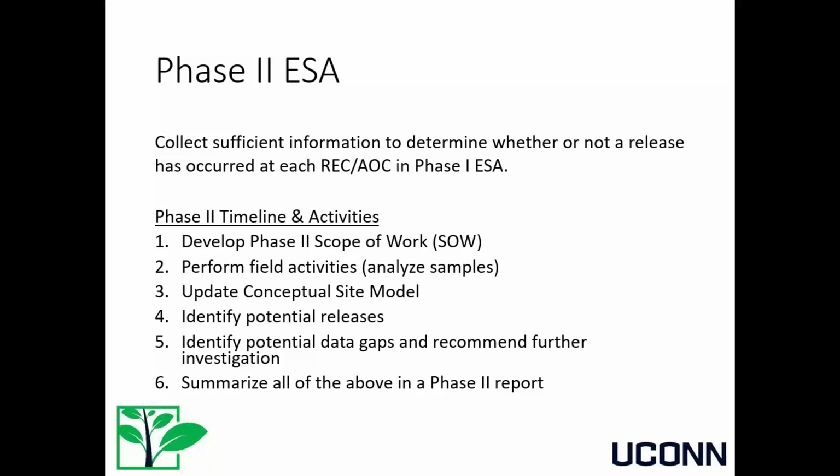Once you start preparing the Phase 2, there's a whole process. First of all, you have to develop a sampling plan, or a Phase 2 scope of work, as we call it. Where are we going to sample? Then perform the field activities, which means going out, taking samples and analyzing the samples.